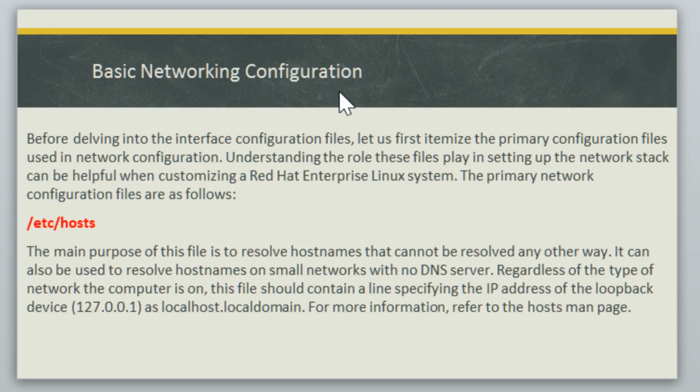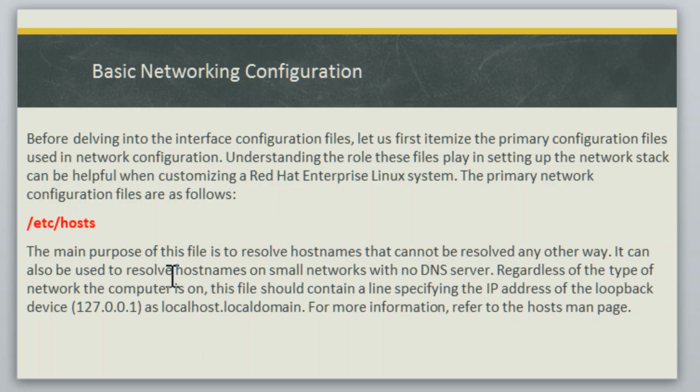So let's talk about the basic networking configuration. Before delving into the interface configuring files, let us first itemize the primary configuration files used in network configuration. Understanding the role these files play in setting up the network stack can be helpful when customizing a Red Hat Enterprise Linux system. The primary network configuration files are as follows. The first one is stored in /etc/hosts. The main purpose of this file, make sure you write this down guys, is to resolve host names that cannot be resolved any other way. In this file is where we store all the server names that we're connecting to. That way when we type in this name, the file can resolve it.